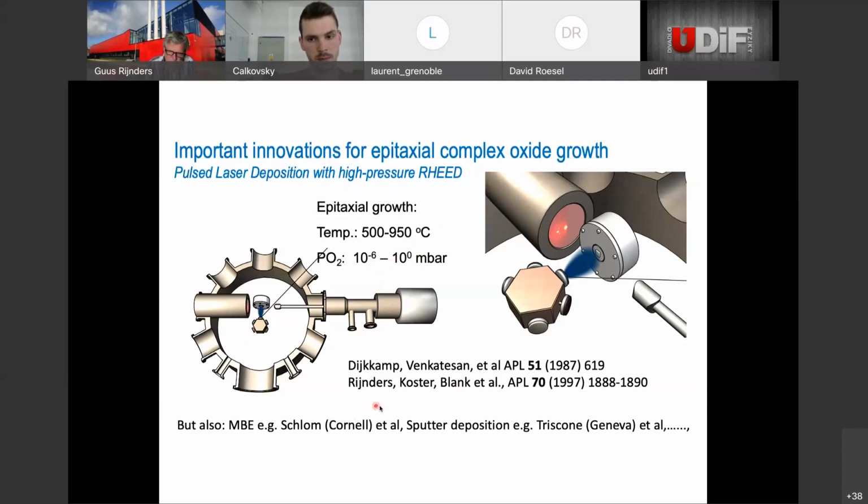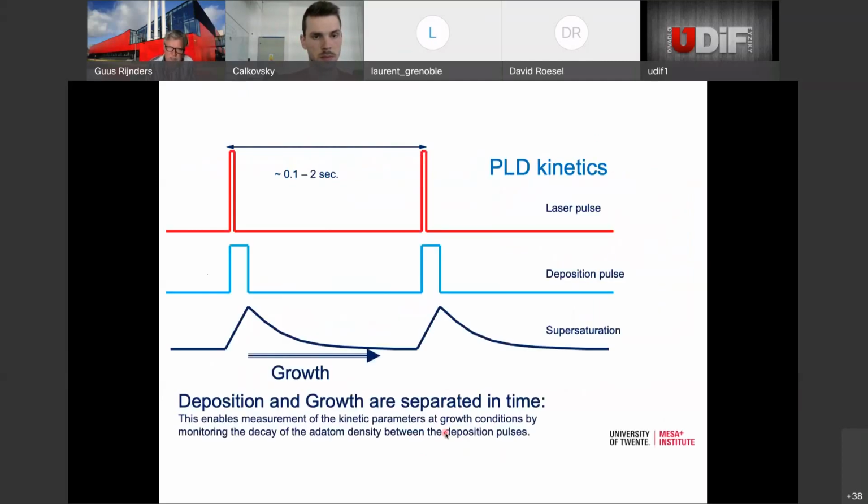And just for your knowledge, of course, there are many other systems available, molecular beam epitaxy, sputter deposition, but also chemical deposition tools like ALD, atomic layer deposition, that can make these complex oxides nowadays.